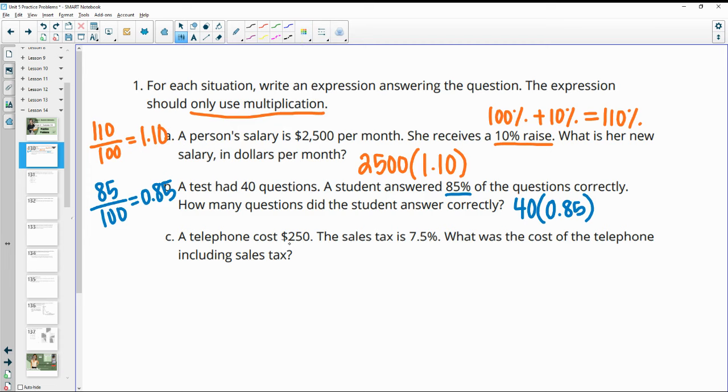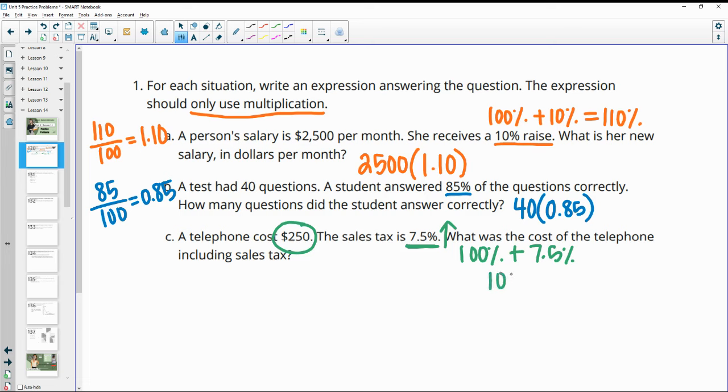C, a telephone costs $250. The sales tax is 7.5%. Sales tax is an additional cost. You have to pay the $250 plus you have to pay 7.5% of the cost. So this is another one similar to the first one where we have to pay 100% of the phone and we have to pay an additional 7.5% of the phone.